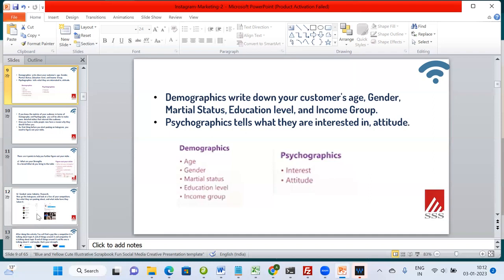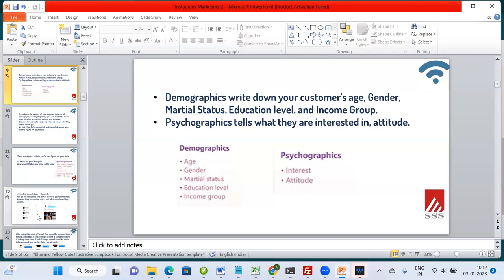Income group depends on what fees we will be charging. Suppose our online app development course will be 2 lakhs, then the income group should be high. But if the fees charged for the app development course is around 2000, then income group doesn't matter a lot.